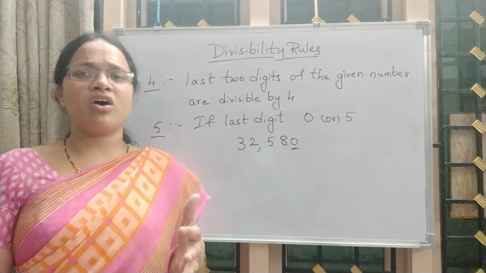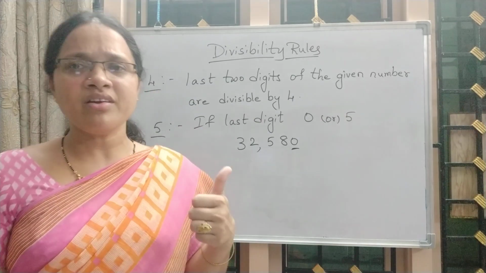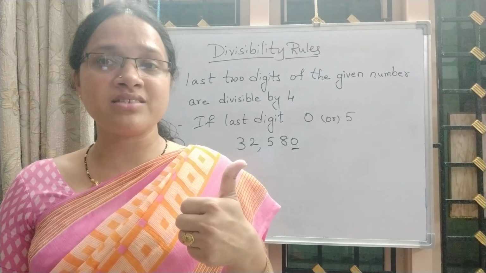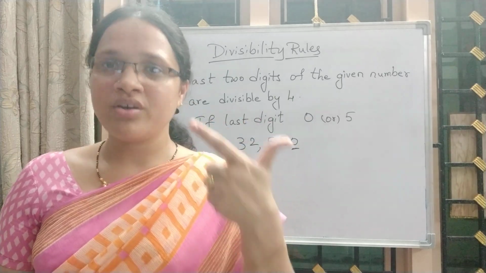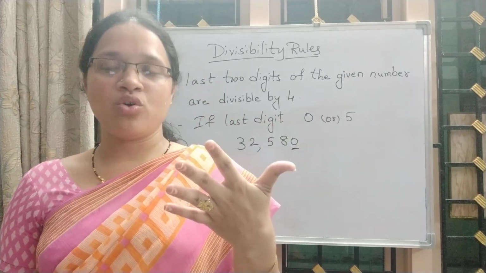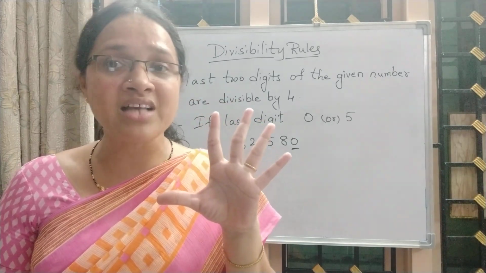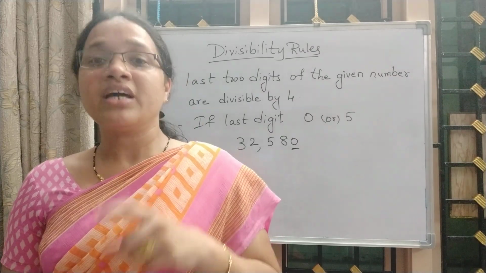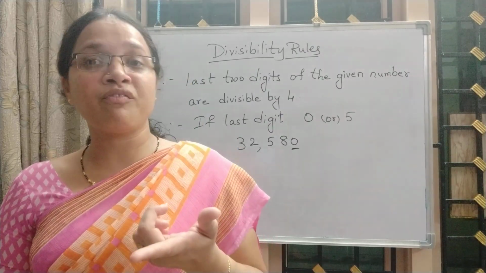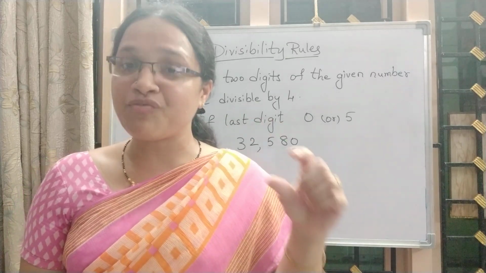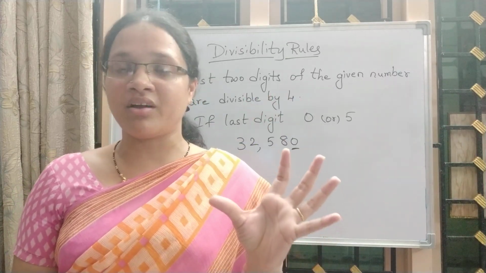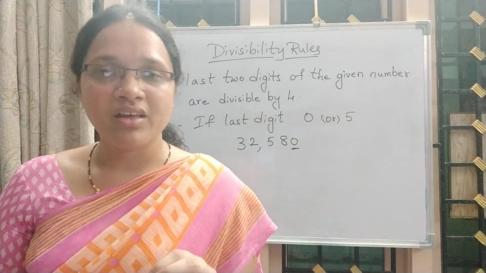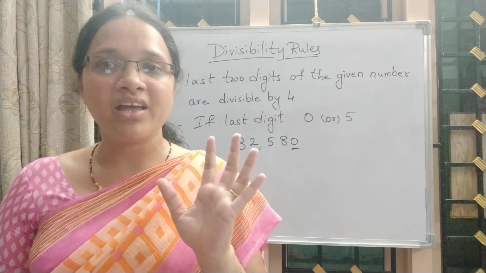Yes. Now let us once recall 2. The divisibility rule of 2 is what, children? The last digit should be 2, 4, 6, 8 or 0. So if any of these numbers you find in the last digit, it means that it is divisible by 2. Okay. Divisibility rule of 3. What is the divisibility rule of 3? If you add all the digits in the given number, and the sum of the digits is divisible by 3, then it is exactly divisible by 3.